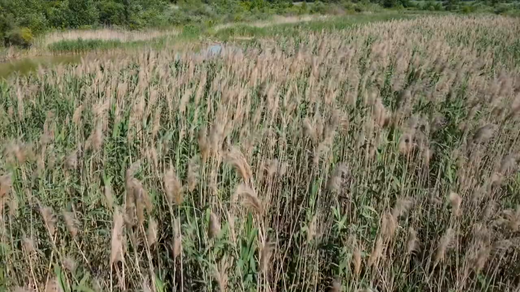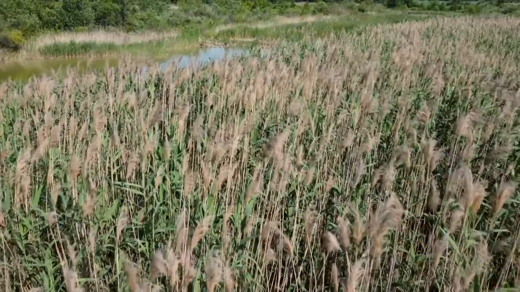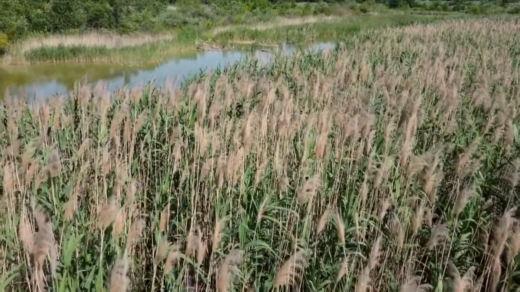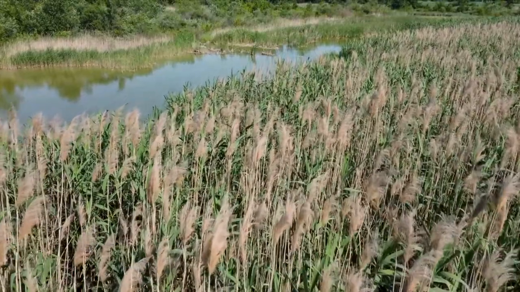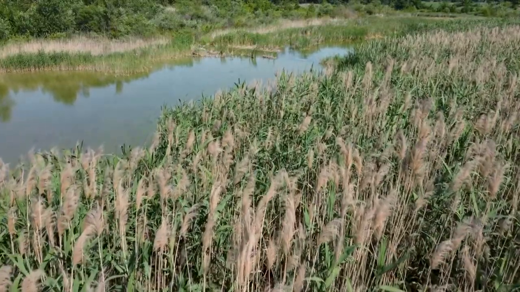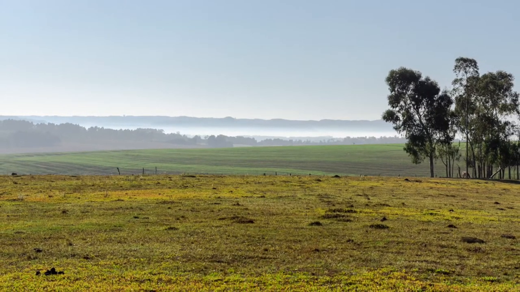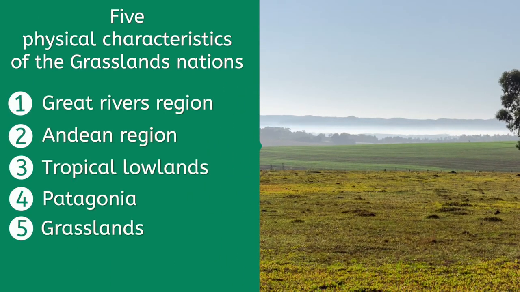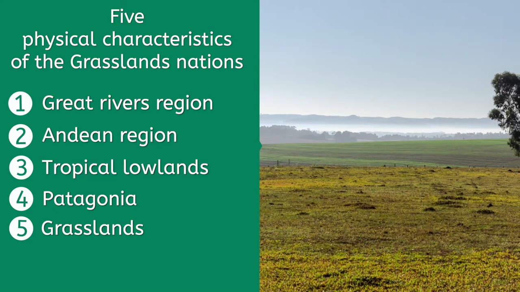As we step into the Southern Grasslands, it's pretty obvious how the area gets its name. The landscape overall is vastly different from the dense green forests of the Amazon or the dizzying heights found in the Andes. Keep in mind, however, that these three natural features don't just abruptly end. Rather, there is an overlap, a gradual transition from one to the other which creates special areas in South America. For the Grasslands nations, there are five physical characteristics, or subregions if you will, that need to be mentioned. Those are the Great Rivers region, the Andean region, the tropical lowlands, Patagonia, and the grasslands themselves.